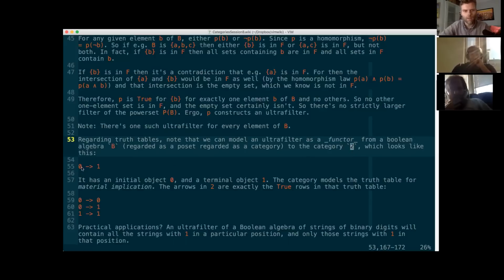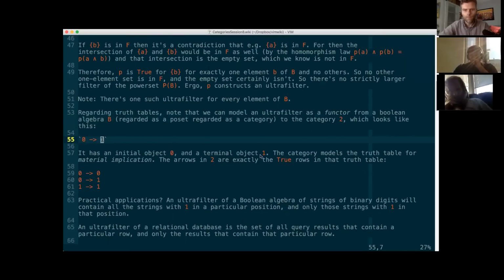Which looks like this. There's 2 objects, 0 and 1, and there's 1 arrow between them. And of course, 0 and 1 both have identity arrows. So there's an initial object 0, a terminal object 1, and this category models a truth table for material implication. So the arrows in 2 are exactly the true rows in the truth table for material implication. So 0 implies 0, 0 implies 1, and 1 implies 1.